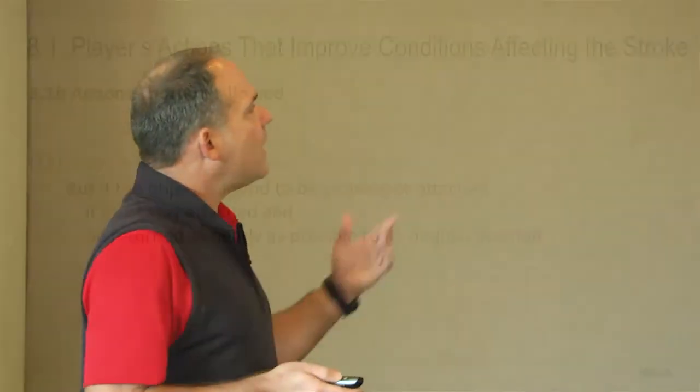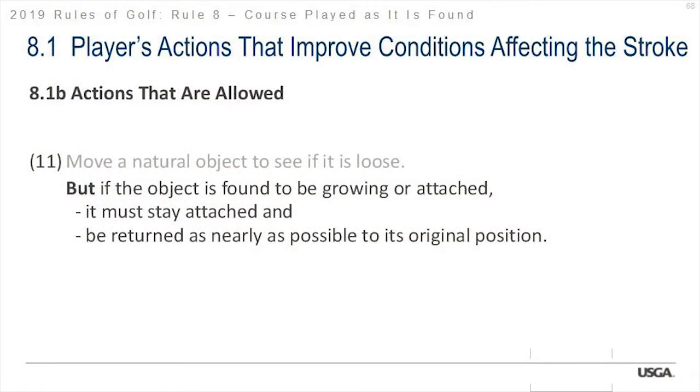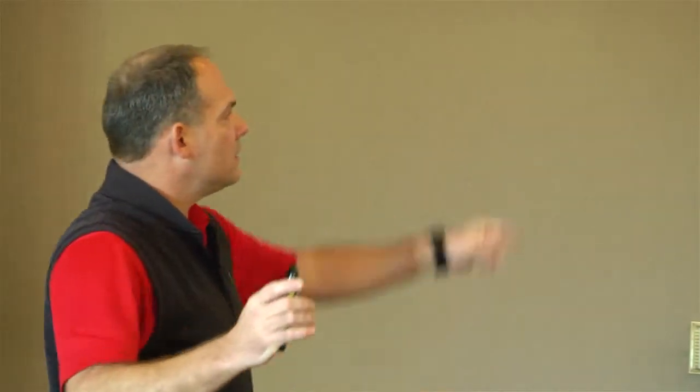Or improving your line of play, excuse me. Okay. But if we're checking on that natural object, but if the object is found to be growing or attached, it must stay attached and be returned as nearly as possible to its original position. So if you're moving grass and checking it to see if it's loose, and you move it out of your way, you've got to move it back. And it must be returned as nearly as possible to that original position.